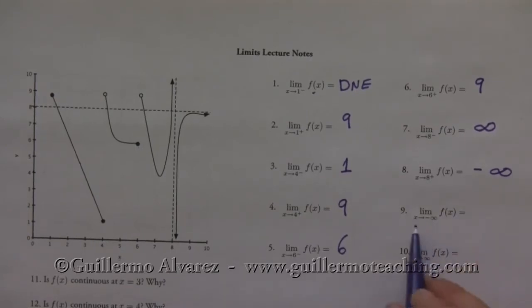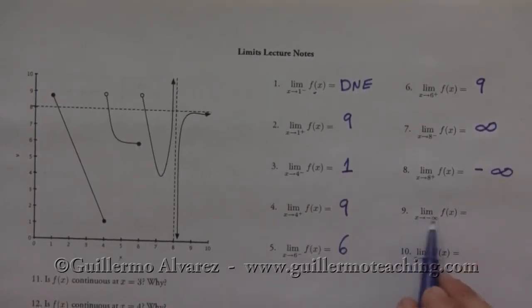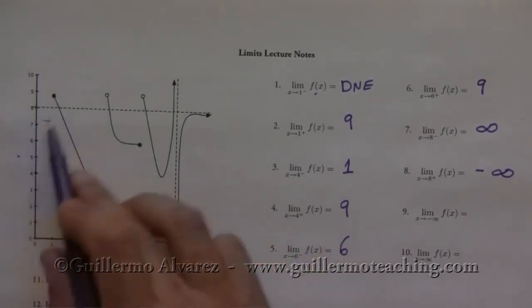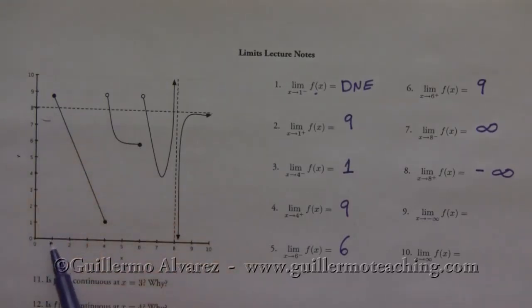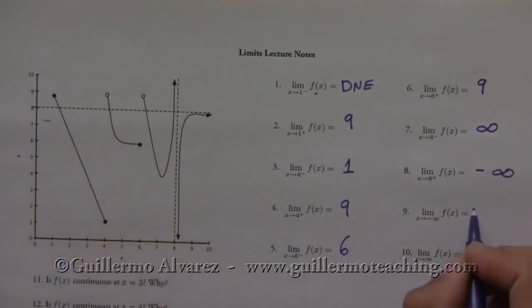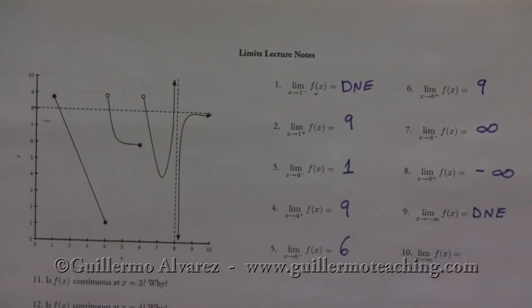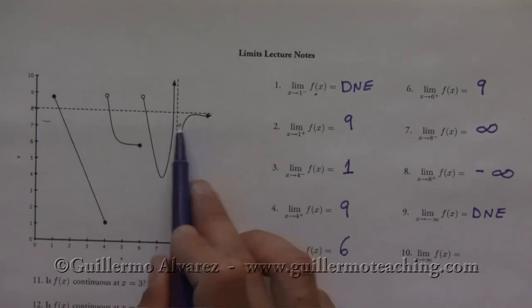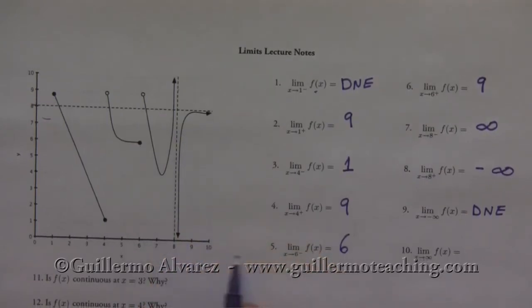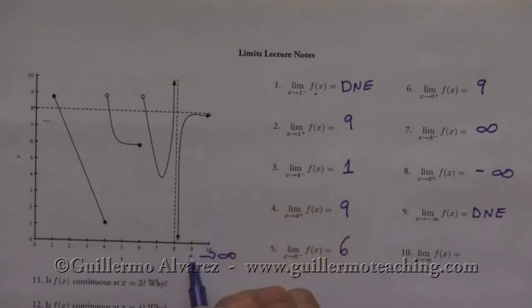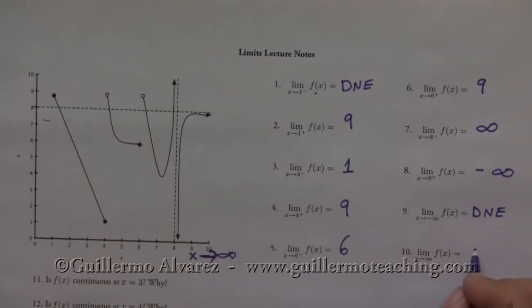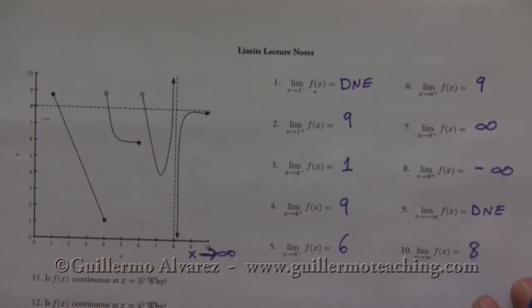Okay, now let's do the infinite limits. The limit as x approaches negative infinity: if we look over on this side, we see that the function is not defined for x values less than 1, so this limit simply does not exist. Now on the right side, however, notice that our function has a horizontal asymptote, and as x goes to positive infinity, this function is getting closer and closer to a y value of 8. So that's the horizontal asymptote.